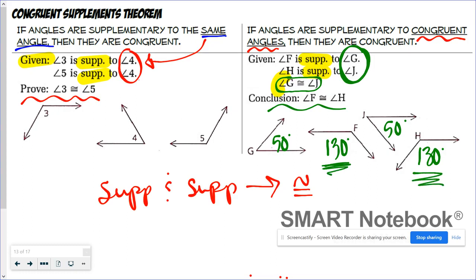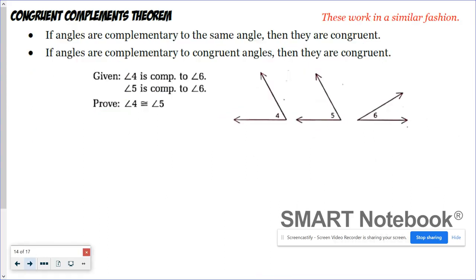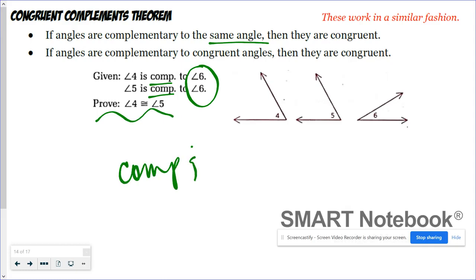The congruent complements theorem works the same way. Okay, so here notice we're given comp and comp. Here they're comp to the same angle, and that's why 4 and 5 are congruent. So if comp and comp, then congruent. Okay.